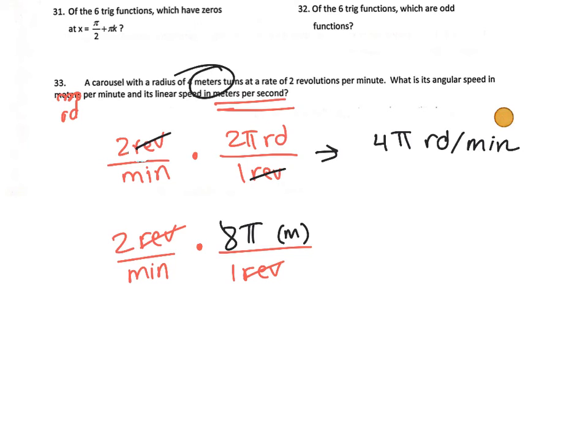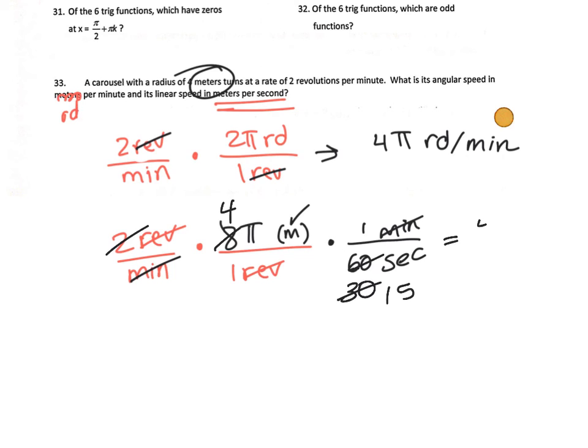Now I got the meters. Now I need per second. So I need to multiply, and the minute is going to be on top and the second on the bottom, so the minute would cancel out. So 1 minute is 60 seconds. So now I have 2 times 4 pi over 60 seconds. So let's simplify. So 2 and 60 simplify to give me 1 and 30, and then if I divide by 2 again, I will get 4 and 15. So that's going to be 4 pi over 15 meters per second. And there you go, I just found the linear speed.